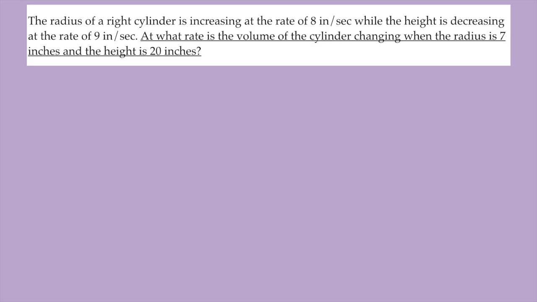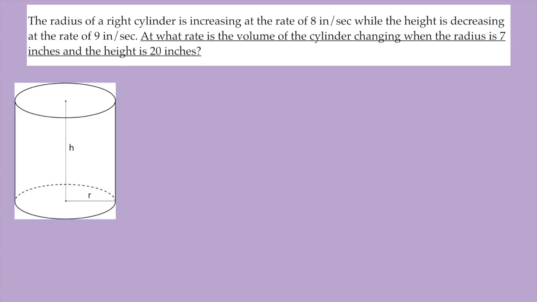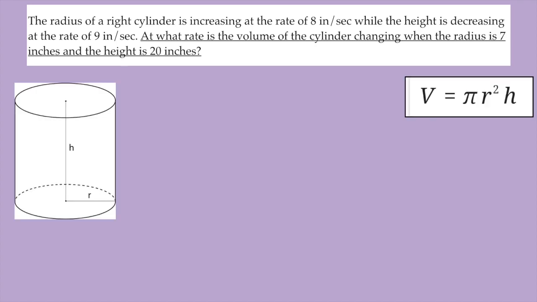The radius of a right cylinder is increasing at the rate of 8 inches per second, while the height is decreasing at the rate of 9 inches per second. At what rate is the volume of the cylinder changing when the radius is 7 inches and the height is 20 inches? So we're going to start by drawing a right cylinder, and we're going to jot down the volume formula for a right cylinder, which is pi r squared times h.